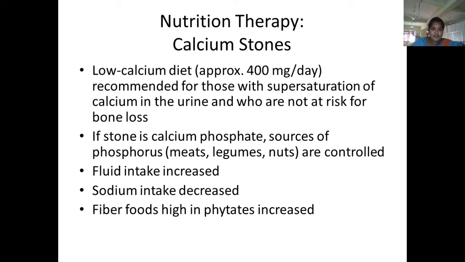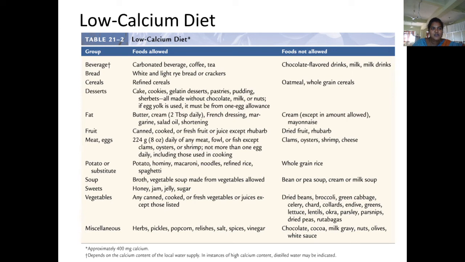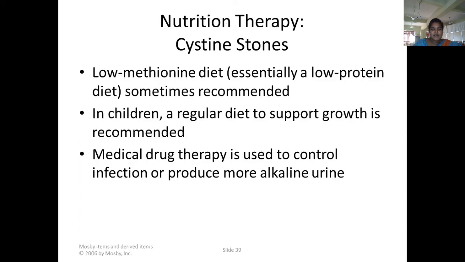And one more thing, advise the patient to take more fluids, and advise the patient not to take meat, legumes and nuts. Sodium intake should also be decreased, and they have to take a high fiber rich diet. So this is one example of a low calcium diet. You can take it afterwards. And then we'll go into the cystine stone.